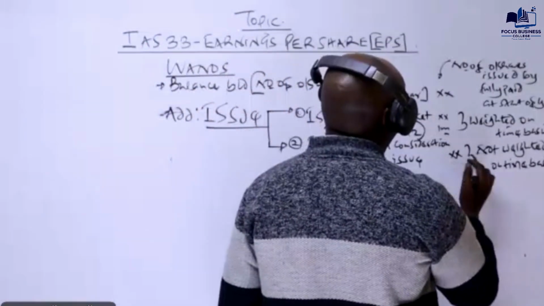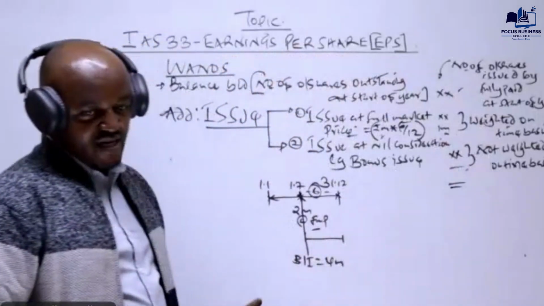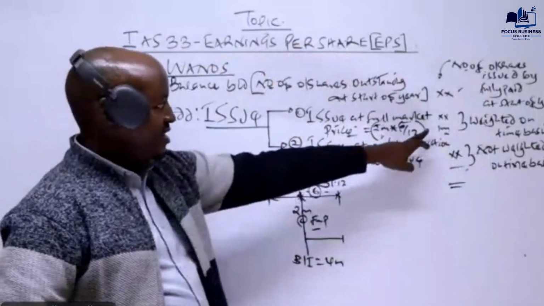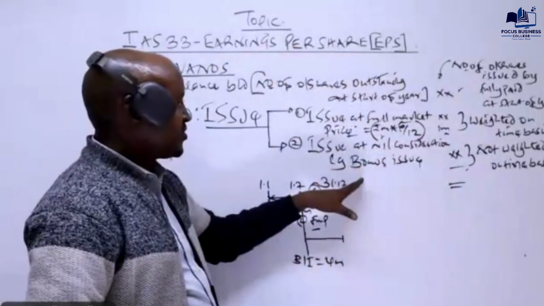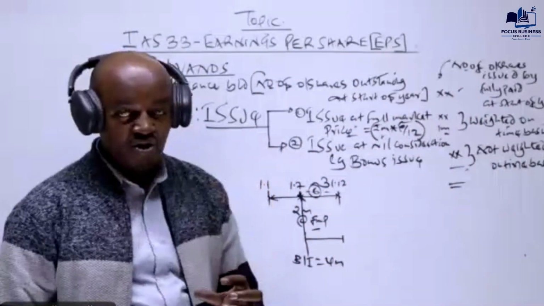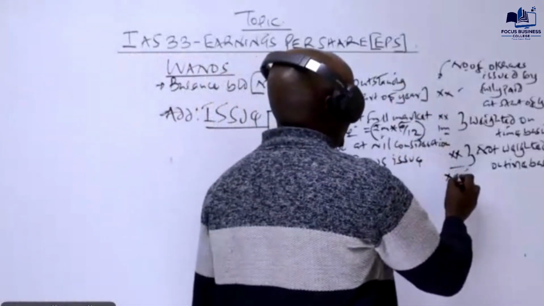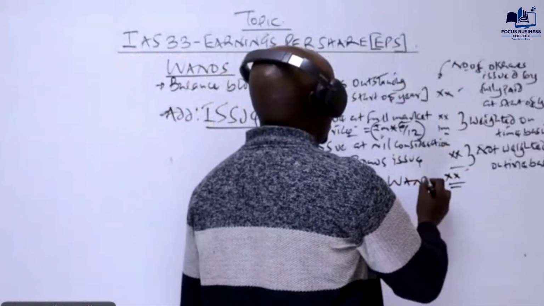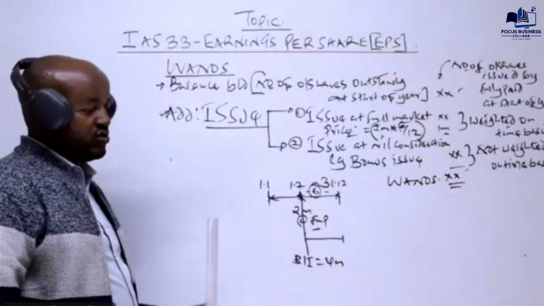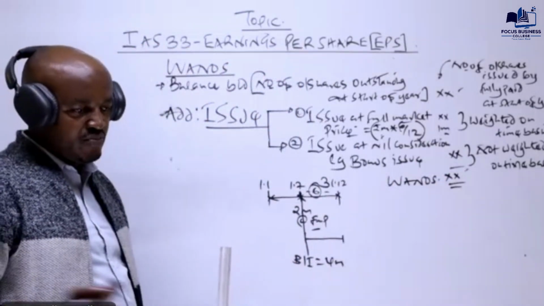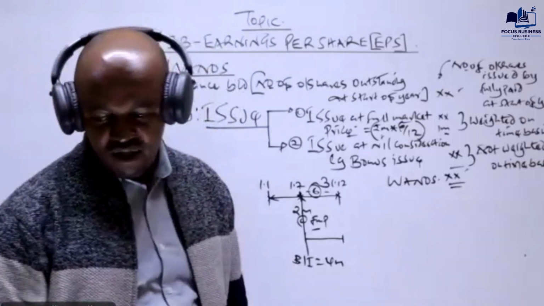So basically what you do is add all this: the shares issued and fully paid at the start, plus the shares issued during the current year at full market price, which have been weighted on time basis, plus the shares issued during the current year at nil consideration, which should not be weighted on time basis. We add all this. Whatever you get here is the weighted average number of ordinary shares. And having that, and already having computed profit after tax, you proceed and compute the basic earnings per share.